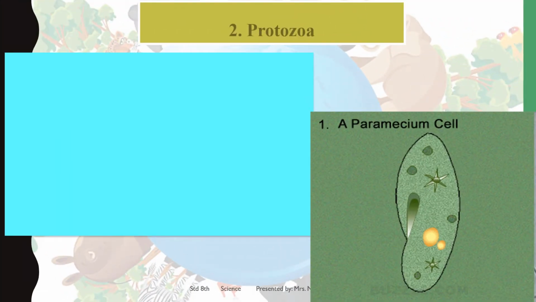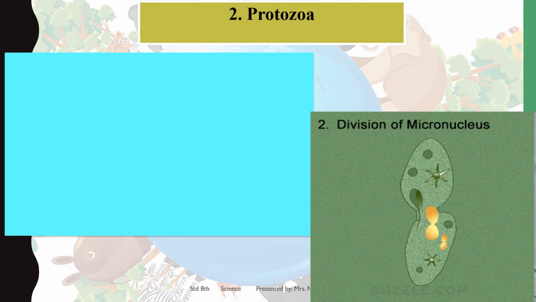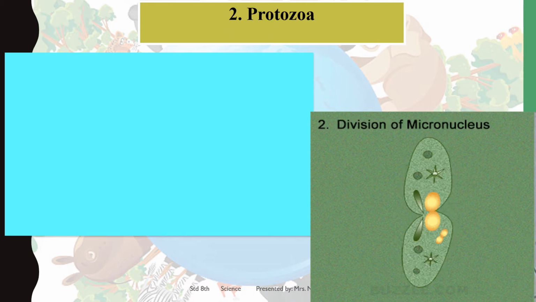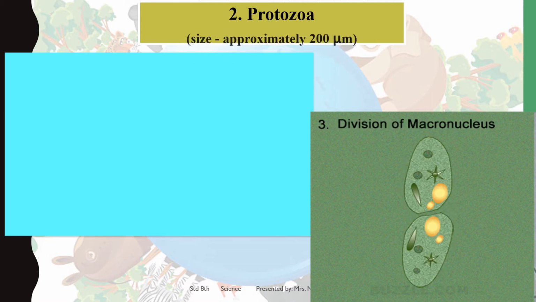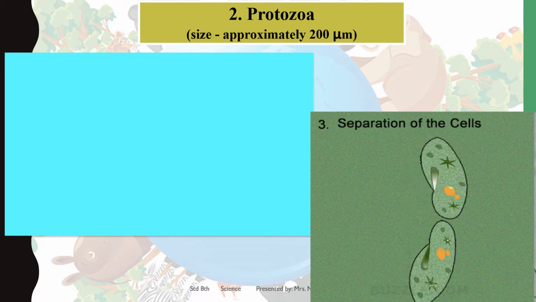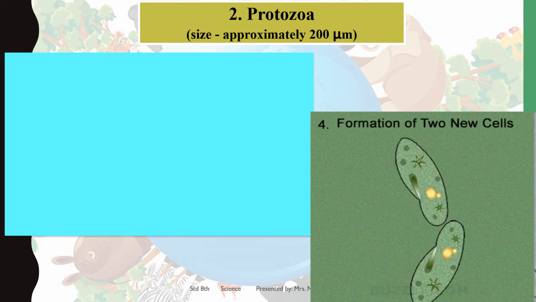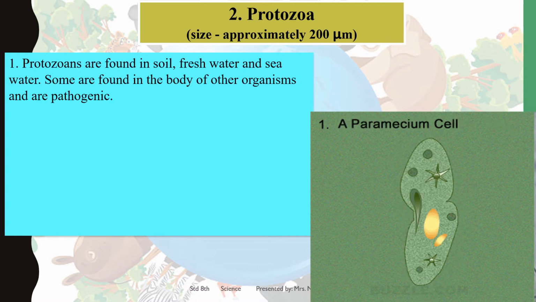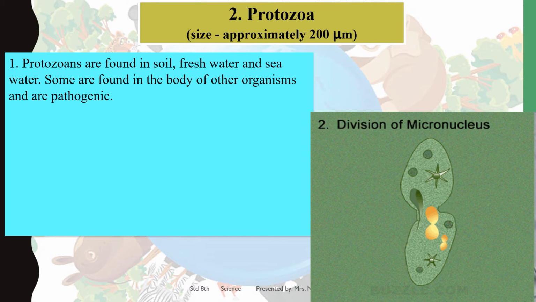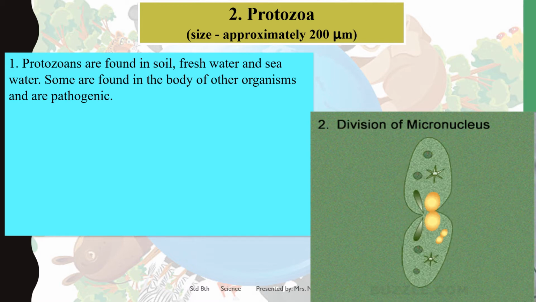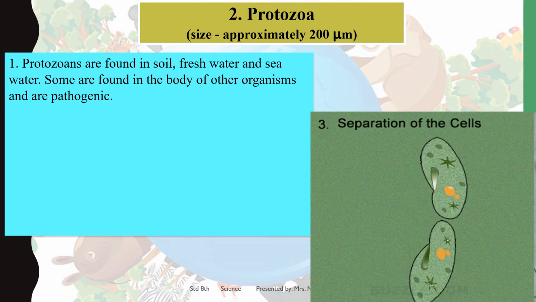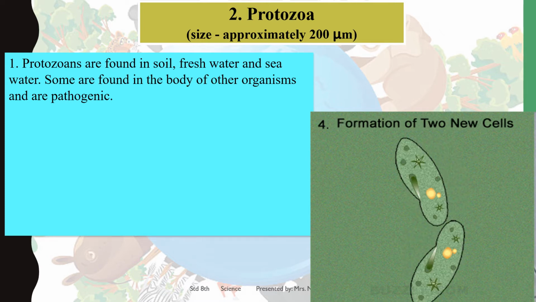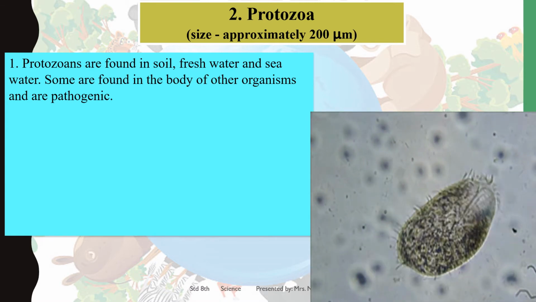The next we have is protozoa. The very first example that comes to our mind is paramecium. The size of this protozoa could be approximately 200 micrometers. Protozoa are found in soil, fresh water and seawater. Some of them are found in the body of other organisms also because they are pathogenic. Pathogenic means disease causing, they are harmful.